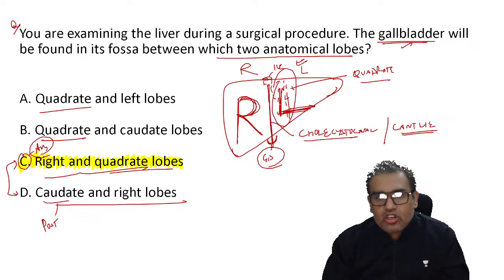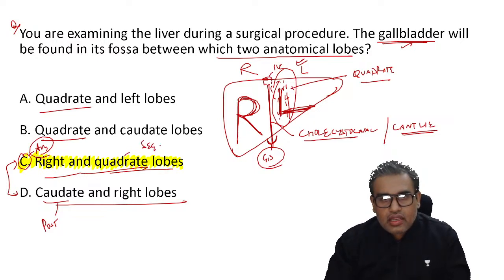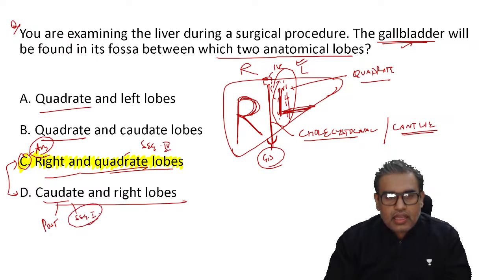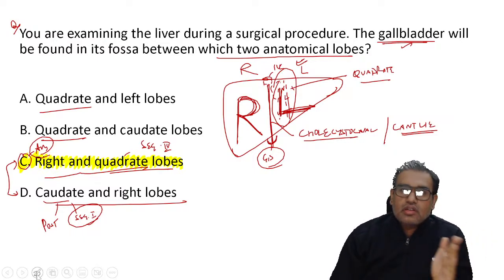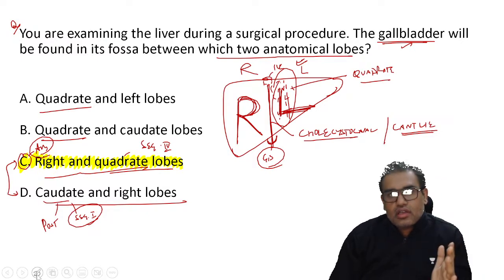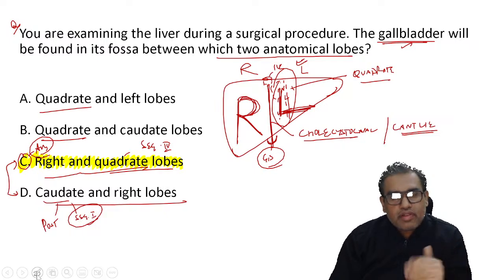Gallbladder is between the right lobe and the quadrate part of the left lobe. Quadrate is our segment number 4. There are, I guess, around 8 segments. Quadrate is segment number 1. Again, liver, if you guys have problem in liver anatomy, either you study whatever resource you have or go to the Unacademy platform, search my name, usme you will find classes on liver.